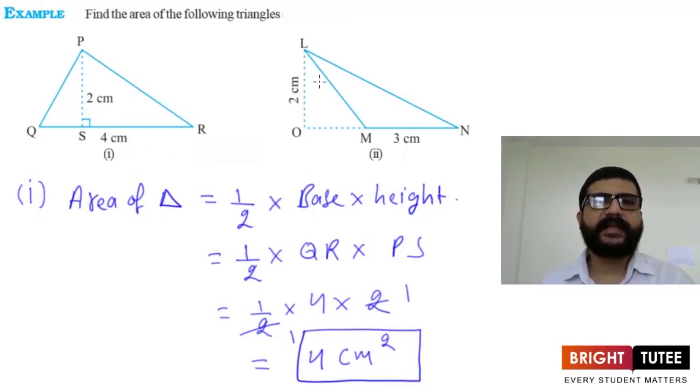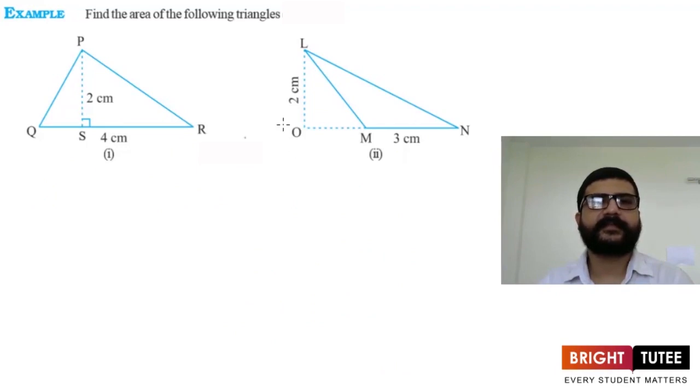Now we have to find the area of the triangle LMN in the second figure. So here also we are going to use the same formula, half into base into height. Now if we consider MN as base, what will be the height in this case? So here as we can observe, this angle M is an obtuse angle. So therefore triangle LMN is an obtuse angled triangle.